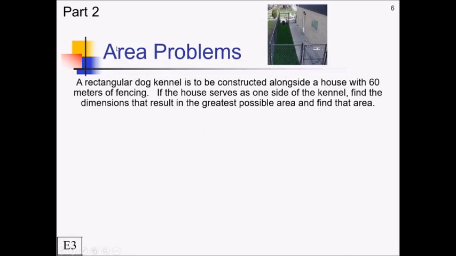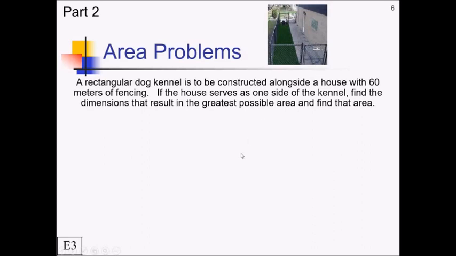For this example, we have a rectangular dog kennel constructed alongside a house, like in the picture up here, with 60 meters of fencing. The house is one side of the kennel. We want to find the dimensions that result in the greatest possible area and also find that area. So we're finding a few things. We're trying to find the length of, for example, this dimension here, this other dimension, and of course the area that results from that.